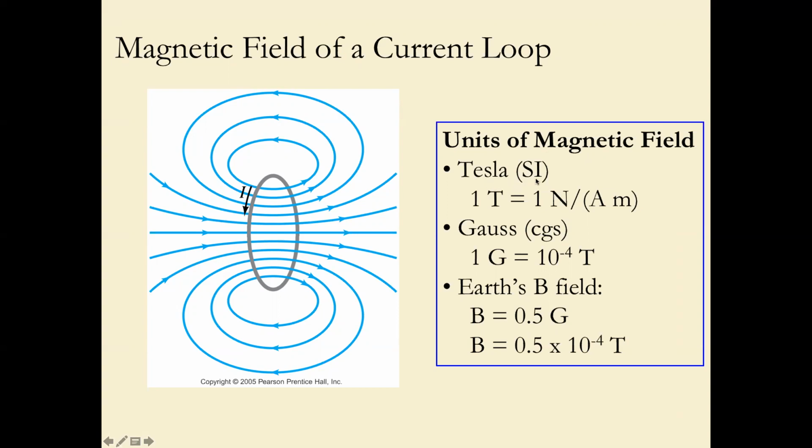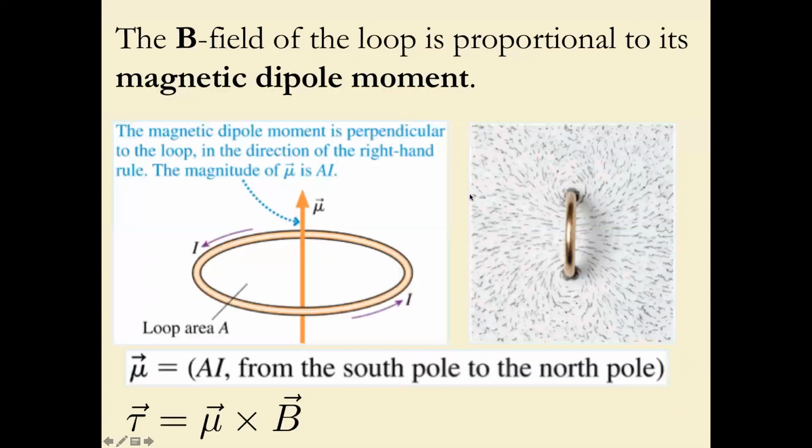Generally, we use Tesla in the SI unit system. 1 Tesla is equal to 1 Newton per ampere meter. And Gauss is in the CGS unit system. And here in both systems, you see the Earth's magnetic field. Earth's magnetic field is 0.5 G, Gauss, and it is 0.5 times 10 to the minus 4 Tesla. But as I said, we generally use Tesla as the unit of magnetic field.